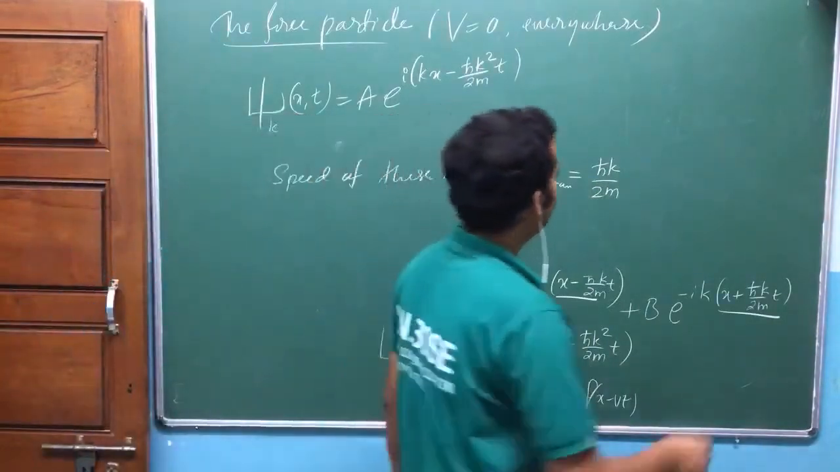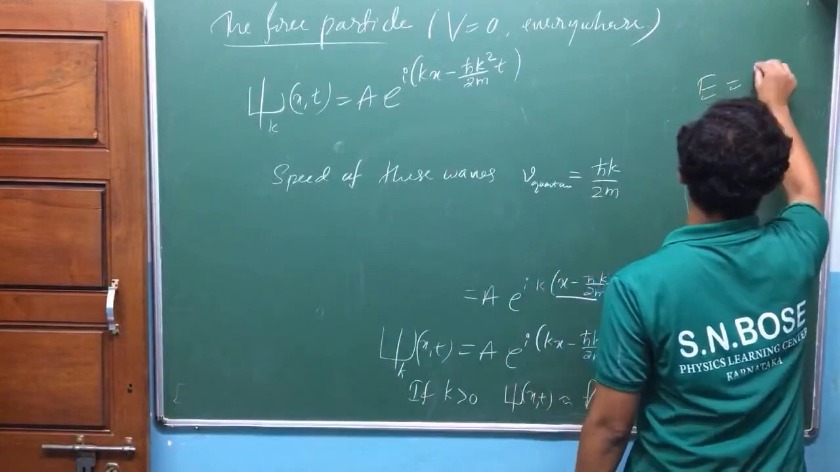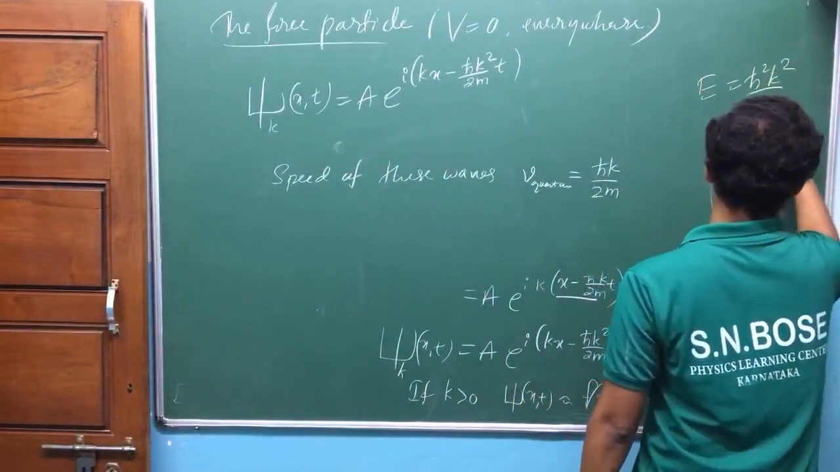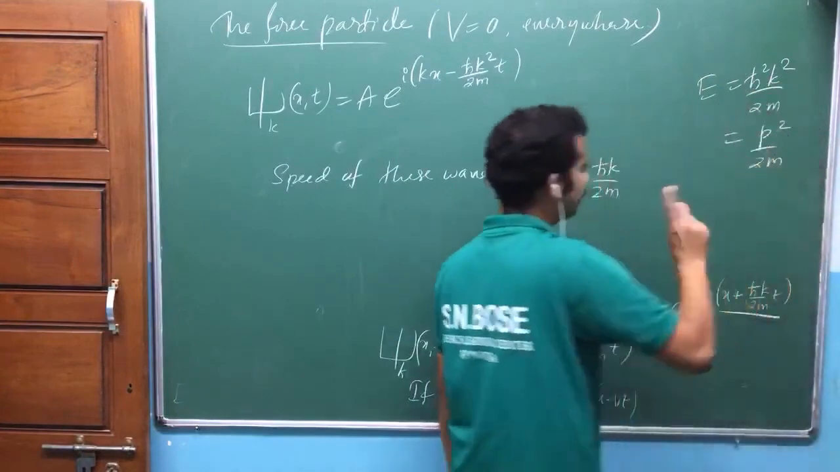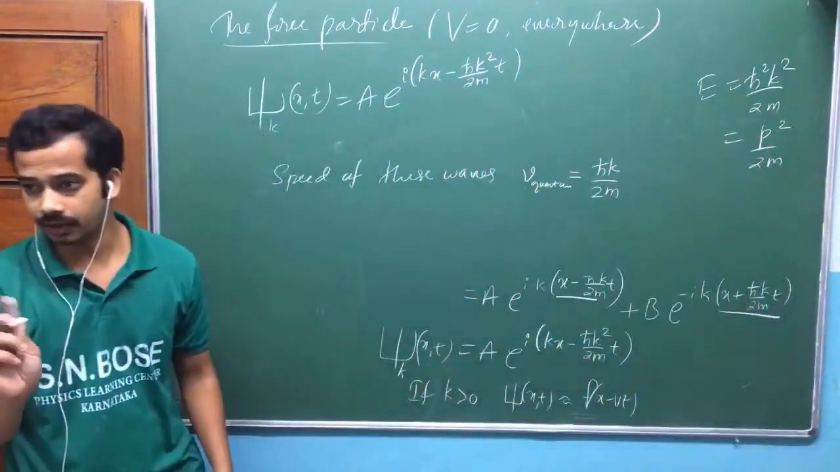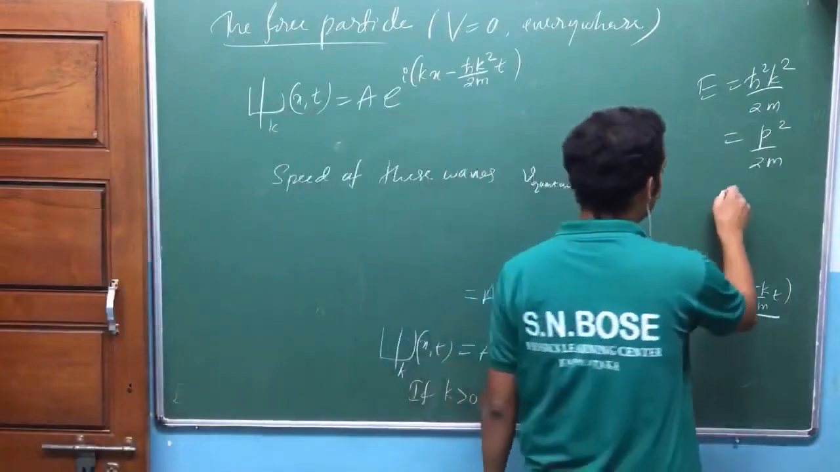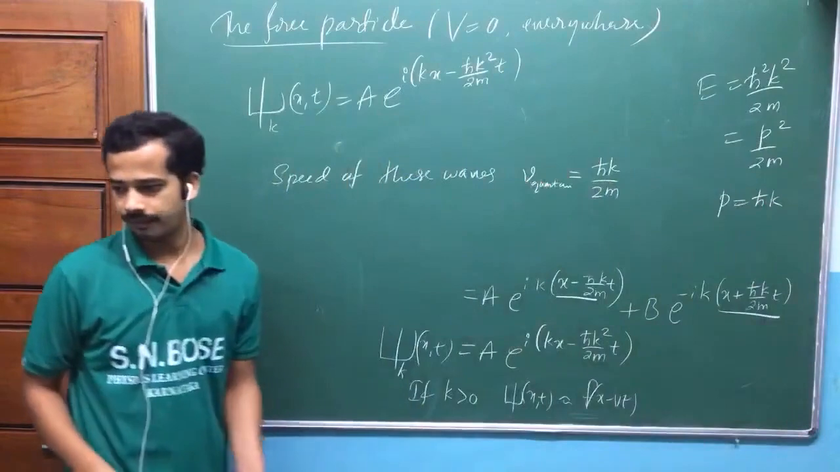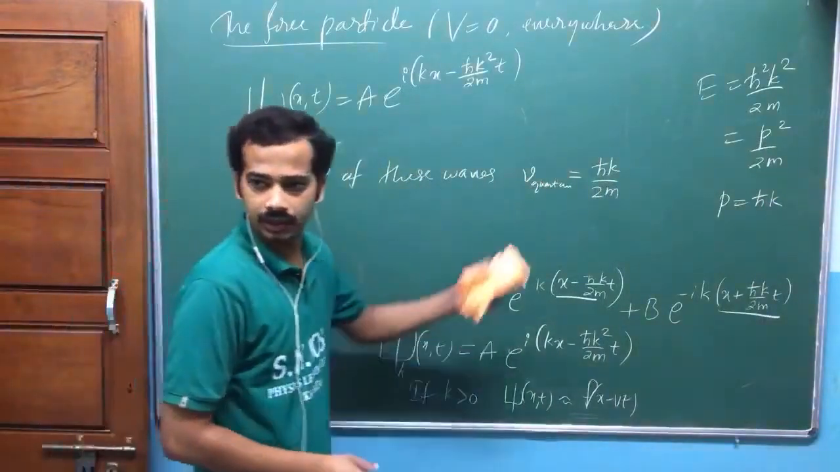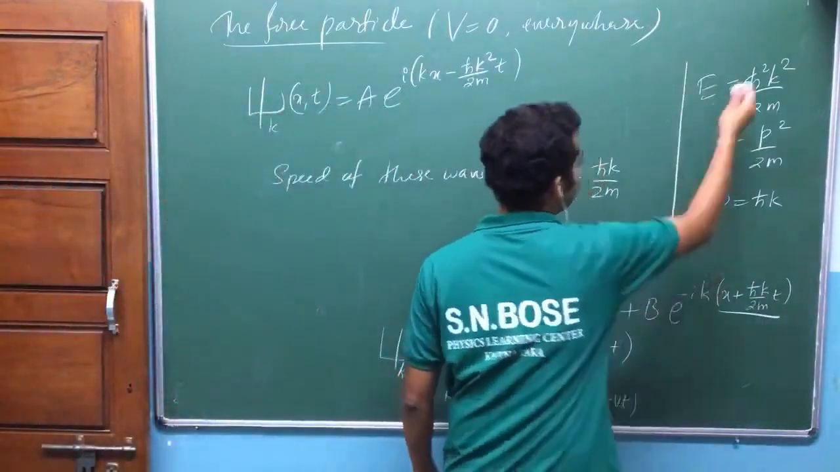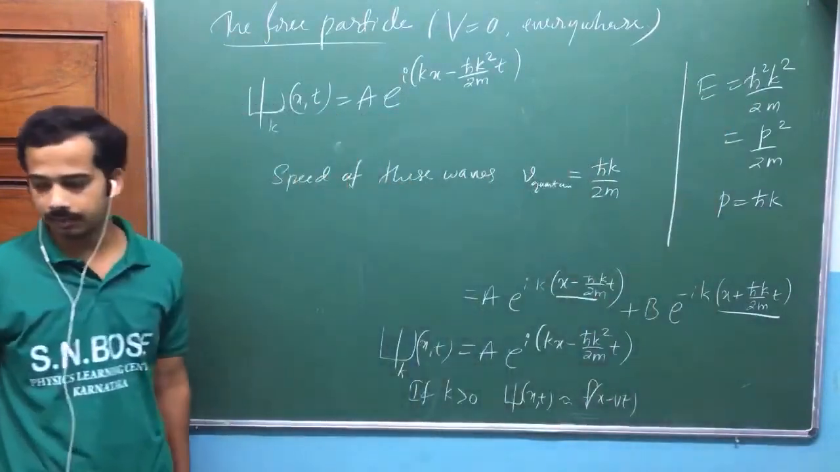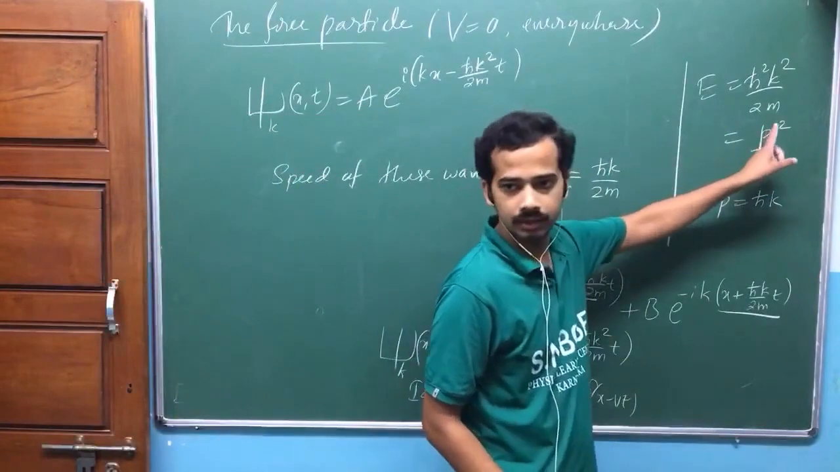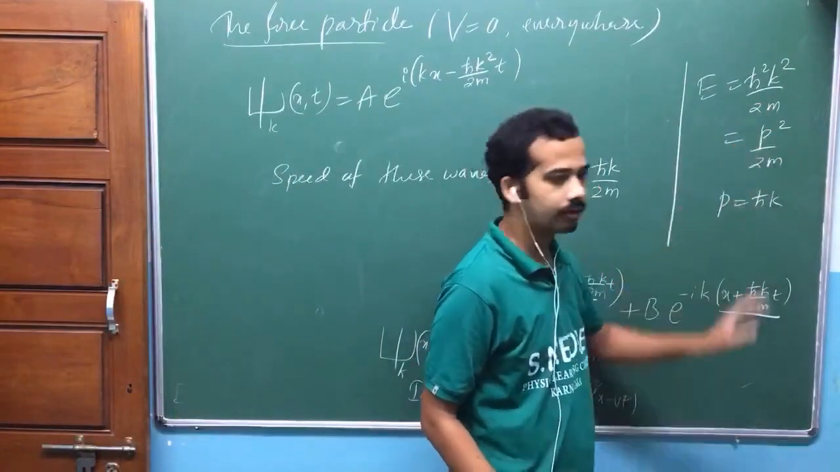Now if you write E is equal to h bar square k square by 2m, what I write is p square by 2m, scalar. I'm not putting a cap here, where I'm going to express p as h bar into k. Another expression: E is related to k like this, equal to p square by 2m, scalar p, not operator, it's not Hamiltonian, where I represent p equal to h bar into k.